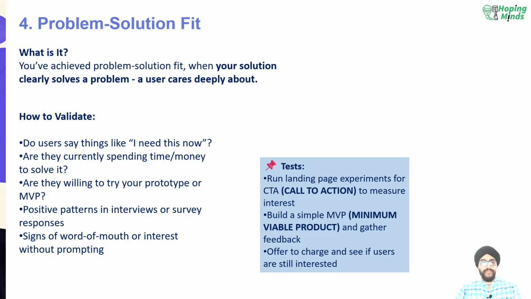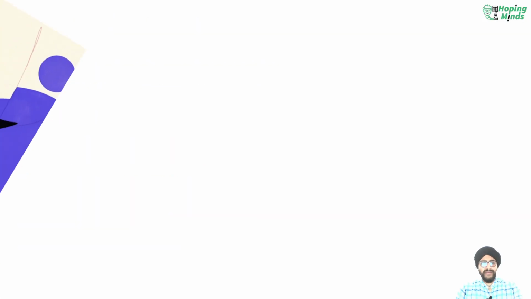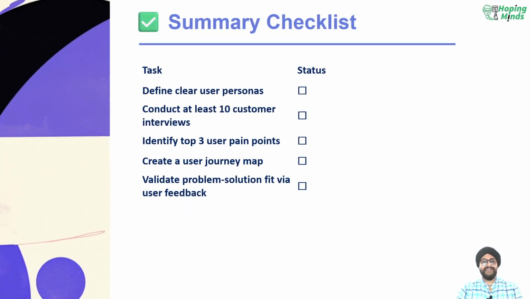Okay, so now let's discuss the summary checklist. I told you in the beginning that as an entrepreneur, there should be all boxes ticked. You define a clear user persona, how to create it? Yes. Conduct at least 10 consumer interviews or customer interviews? Yes. Identify top three user pain points? Yes. Create a user journey map? Yes. Validate problem-solution fit via user feedback? Yes. If everything is done, if every block is ticked, you are there.